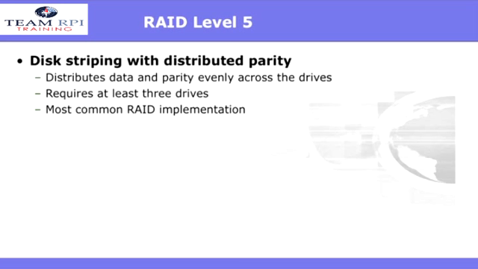RAID 5 offers disk striping with distributed parity. It distributes data and parity evenly across all drives. To implement RAID 5, it requires at least 3 hard drives. This is the most common RAID implementation today.